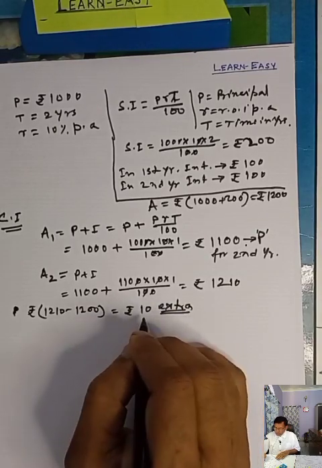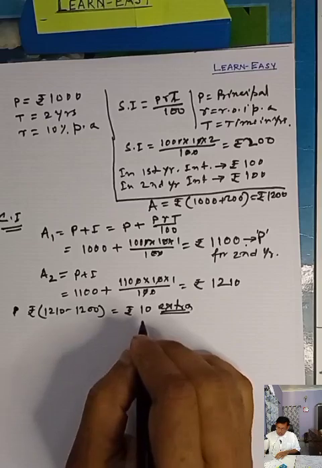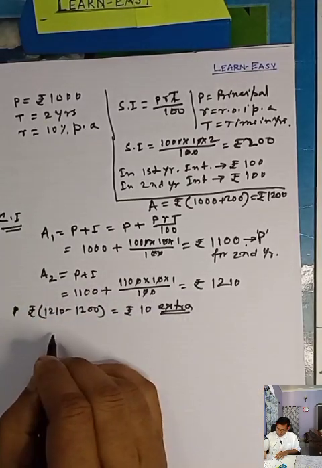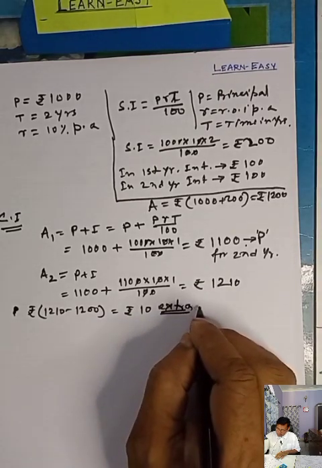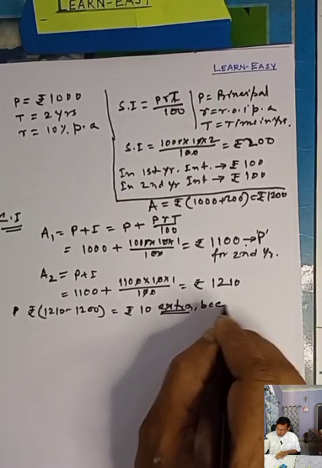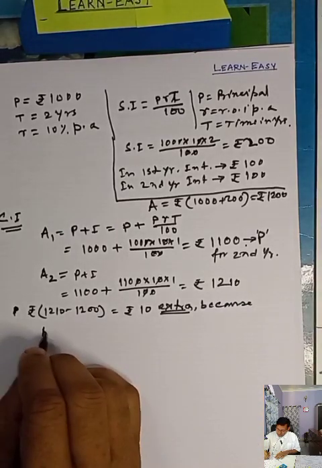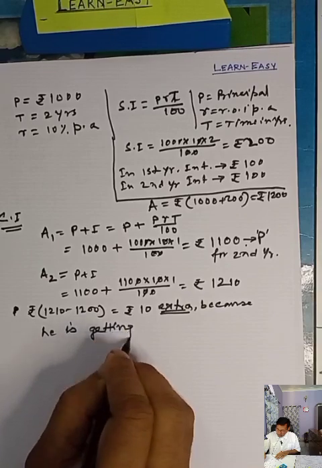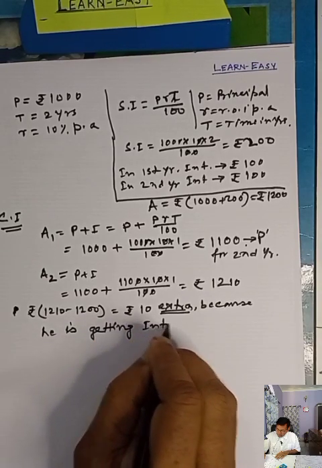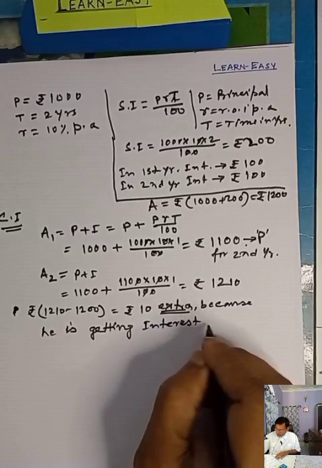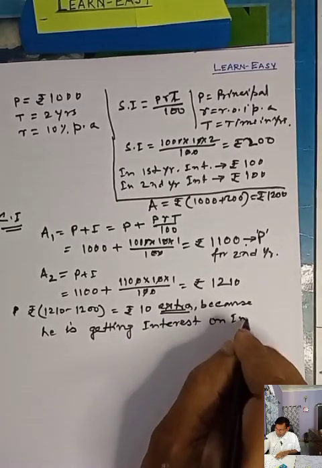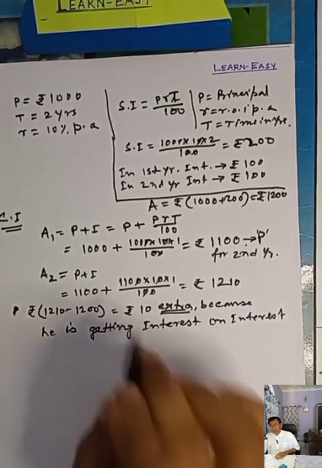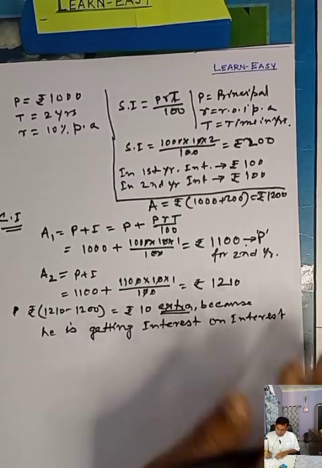Why is this extra amount coming? The extra amount is coming because he is getting interest on interest. He is getting interest on principal as well as on interest also. This is the reason.